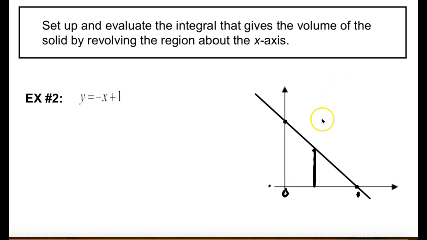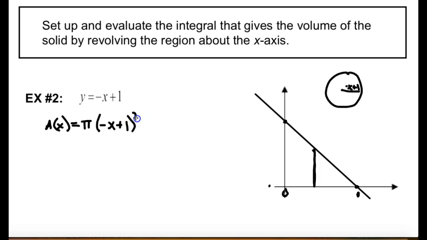So if we think about this becoming a circle, the radius then would be negative x plus 1. So if I want to write my area function, A of x would be pi times the radius, negative x plus 1, squared. So then to set up my integral, I'm going to have 0 to 1, and I can just pull that pi out front, negative x plus 1 squared dx.